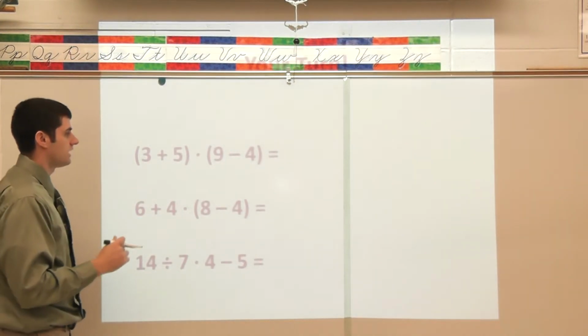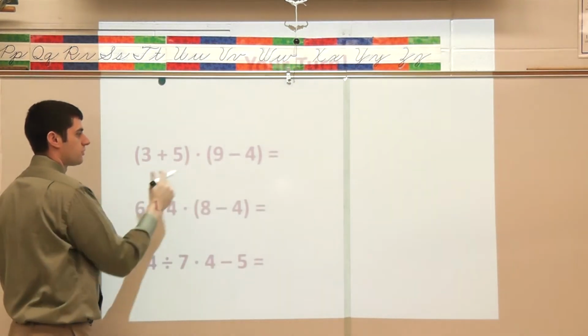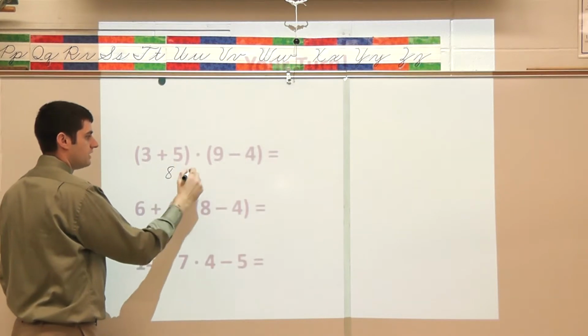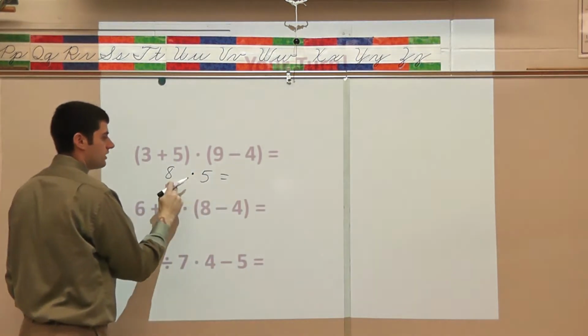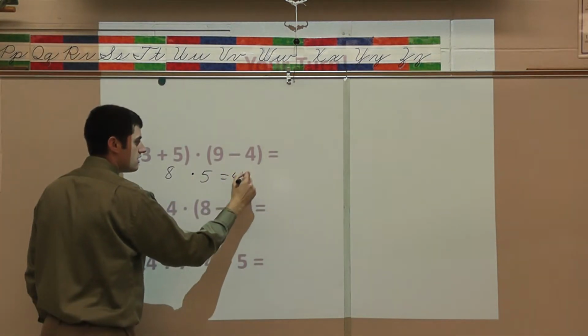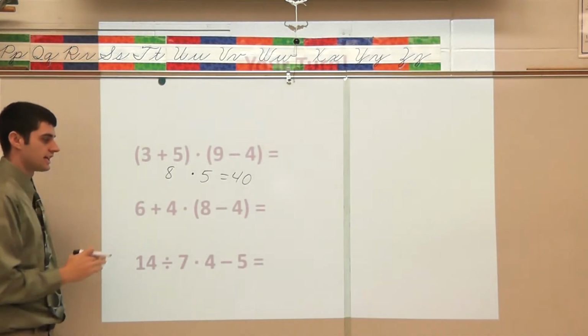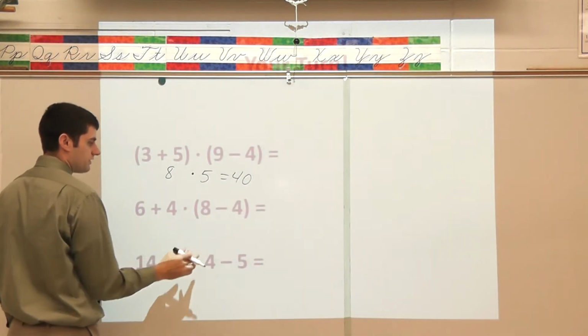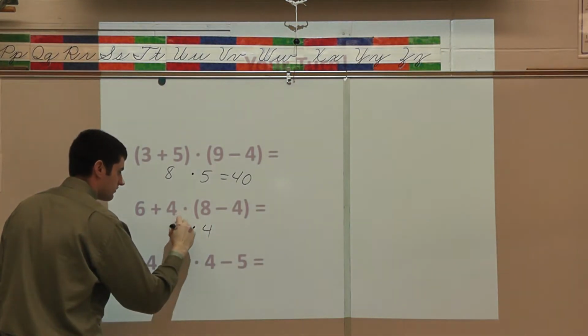Okay, when looking at these problems, in our first one, hopefully you noticed that we have our 2 parentheses. 3 plus 5 would be 8. 9 minus 4 would be 5, which leaves me with 8 times 5, which would be 40. Take a look at our second problem. Again, I have another parentheses. 8 minus 4 is 4. Bring down the rest of my problem.